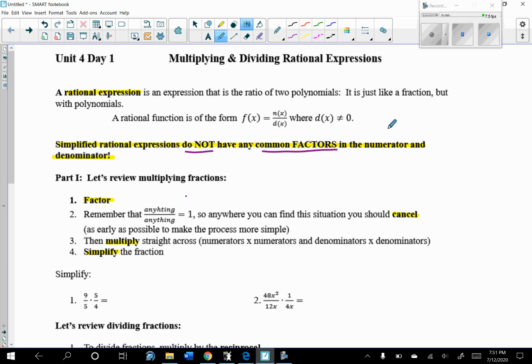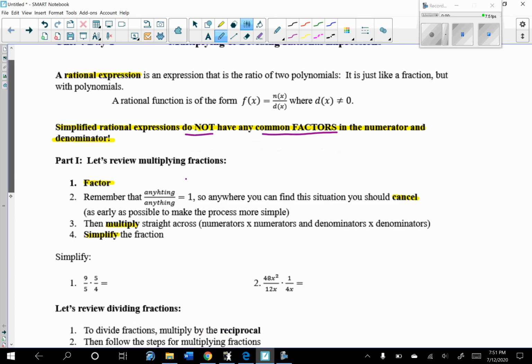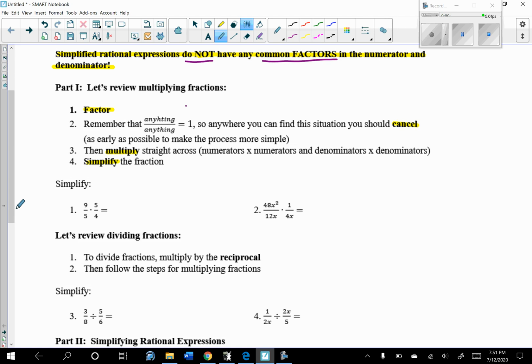So we're going to practice multiplying fractions just to remind ourselves of how to do them. So let's review. We first factor. Remember that if you have anything over anything, the same thing over the same thing, that's equal to 1. So anywhere you can find that situation, you should cancel as early as possible to make this process simpler. Then multiply straight across, numerator times numerator and denominator times denominator, and simplify the fraction.